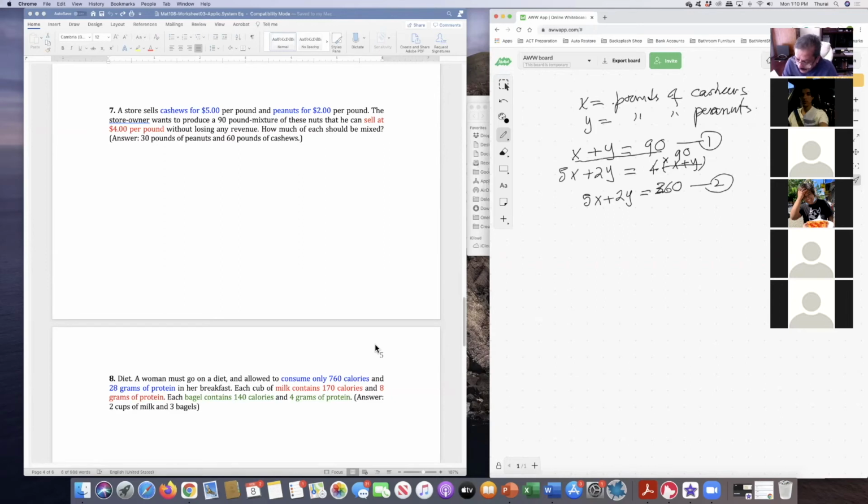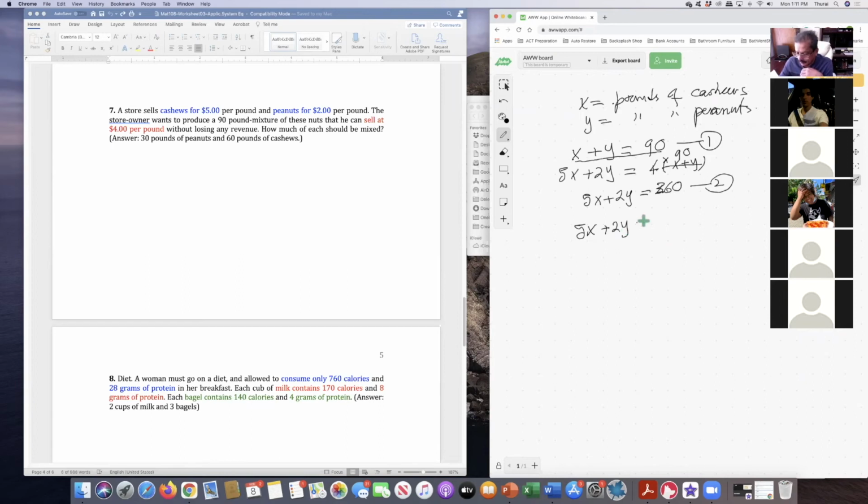The value of the mixture is what we are matching. The value of the cashews and peanuts going into the mixture will be 5x plus 2y, right? X pounds of cashews were put in the mixture. Each one is worth $5 a pound. So 5x is the total value of all the cashews. The Y pounds of peanuts are going into the mixture. The peanuts are worth $2 a pound. So 2 times Y is the value of the peanuts. So 5x plus 2y is the total value of the peanuts and cashews that went into the mixture.